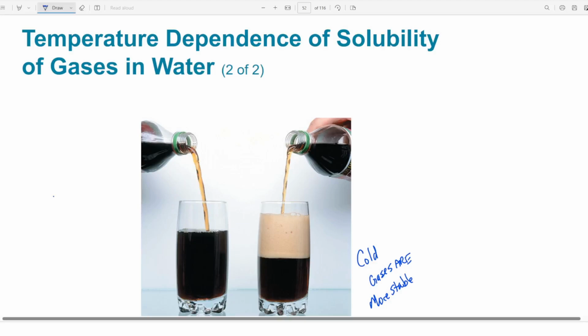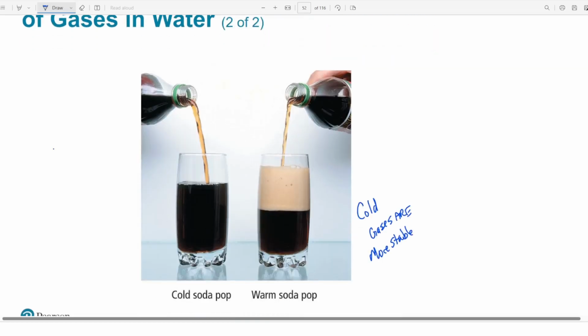Here we see someone pouring soda pop into 2 glasses. There's cold soda pop on the left and warm soda pop on the right. So we see that the warm soda pop has more bubbles than the cold one because it's releasing more of the gas. And this is because cold gases are more stable. So gases are more stable in a cold solution.